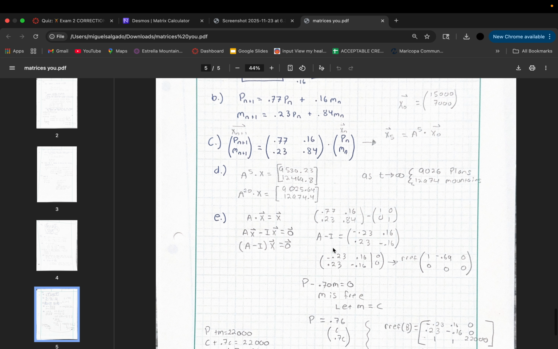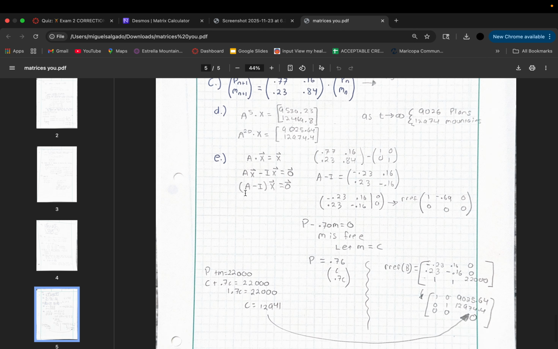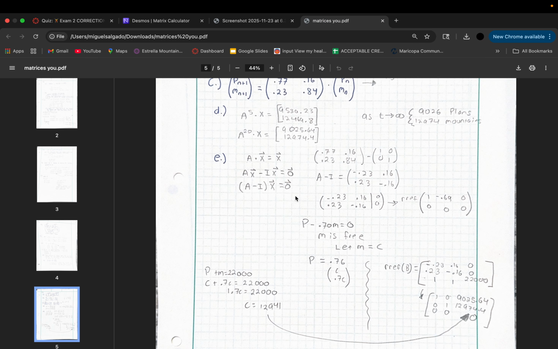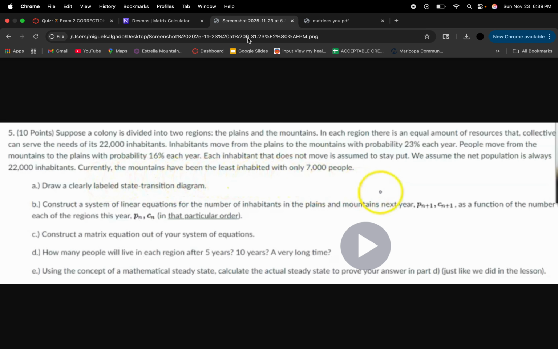So then heading down to E, the final question, I'm going to head back to the questions. Using the concept of a mathematical steady state, calculate the actual steady state to prove your answer in part D, just like we did in the lesson. Okay, so if we head on over to E, we're basically going to use this formula to prove our actual steady state.